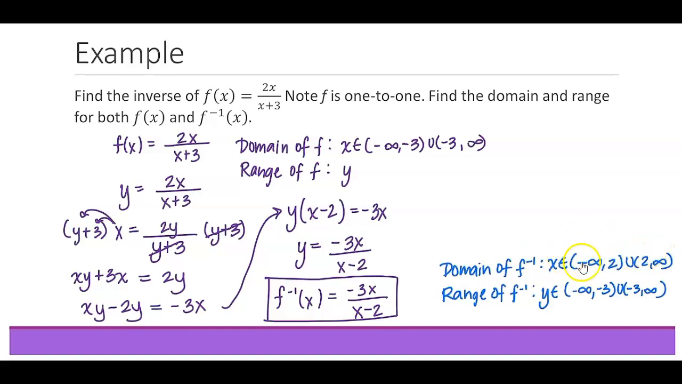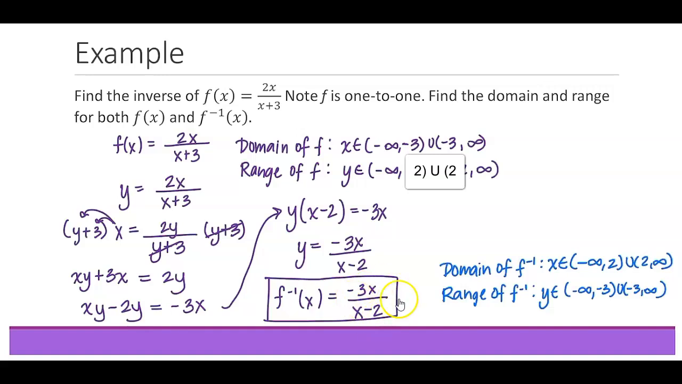And because I have the domain of f inverse, that actually gives me the range of f, which I otherwise would not have been able to find unless I had the graph. So I can go ahead and make it y values from negative infinity to 2 and 2 to infinity.